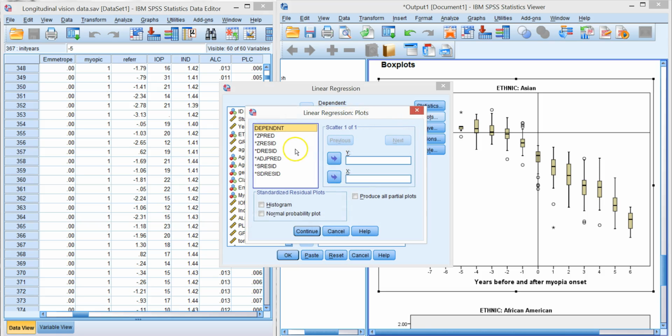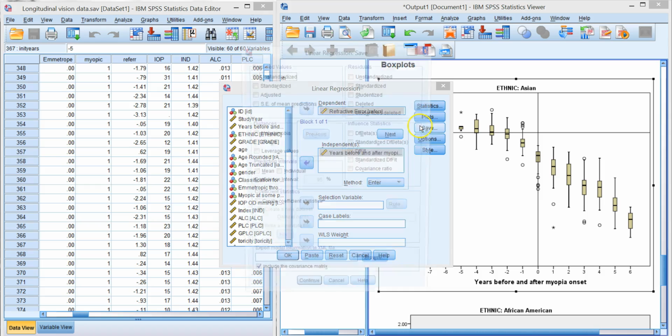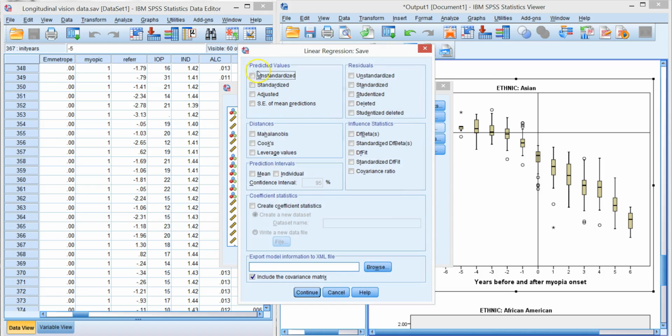We can have some plots, though. Honestly, you probably won't do too many of these plots. There are other plots that are more useful that we'll discuss. You can save things. For example, you can save the computed predicted value, Y equals a plus bx. When you get the a and the b of the intercept and slope, you can plug in and calculate the y. This does that for you.